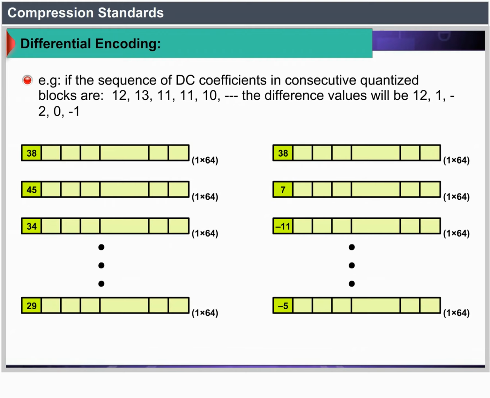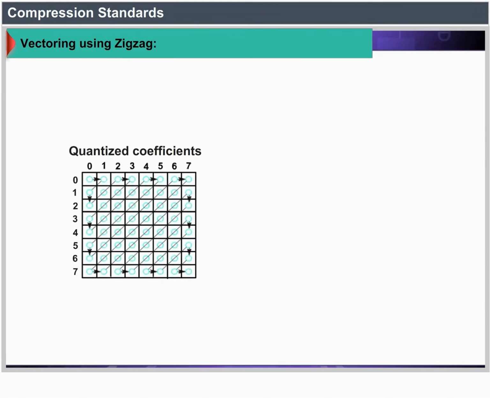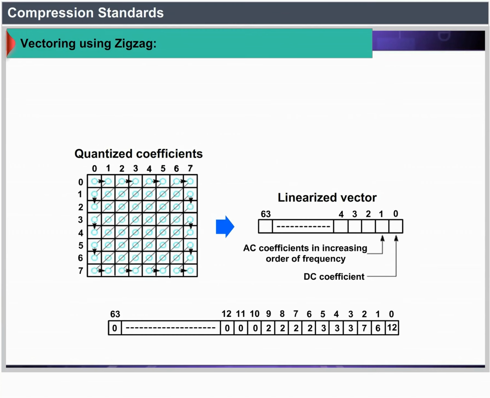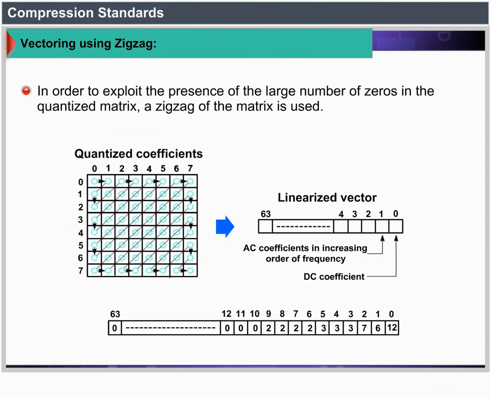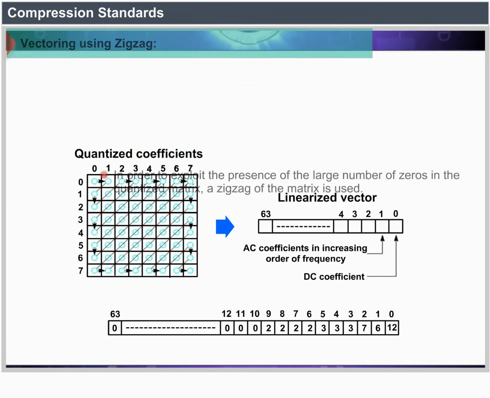Vectoring using zigzag. The zigzag scan can now be seen on the screen. In order to exploit the presence of the large number of zeros in the quantized matrix, a zigzag scan of the matrix is used.